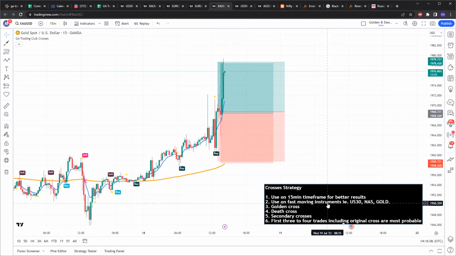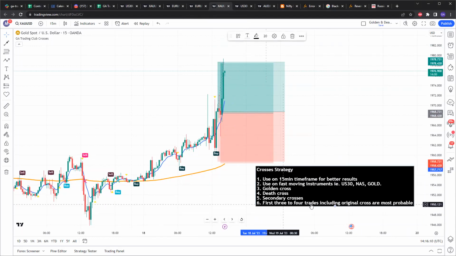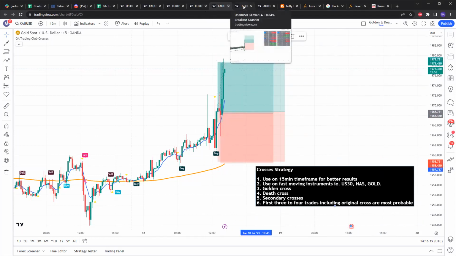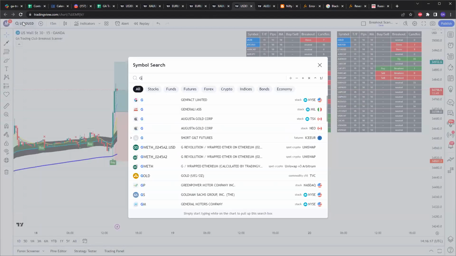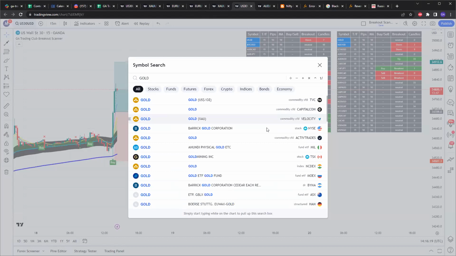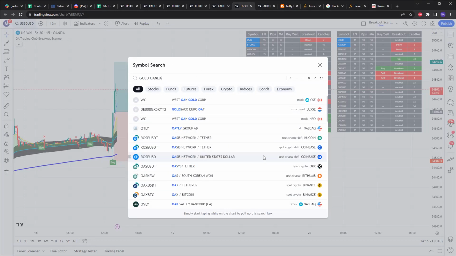So for right now, the crosses indicator does not help us, because with the crosses indicator we've already exhausted the first 4 trades. You can take a 5th one, but I wouldn't recommend that. So if I was looking for a buy on gold, let me see what gold has on the breakout scanner and see if we have any retest there.